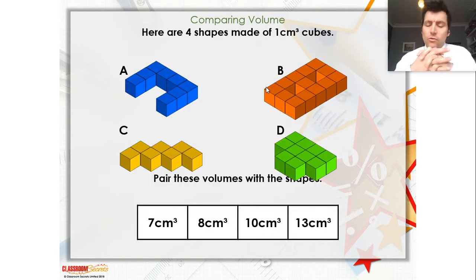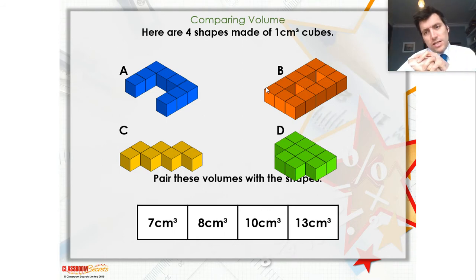Now, again, we've got 4 shapes here which are made up of 1 centimetre cubed cubes. We've got A, B, C and D: our blue, our brown, our yellow and our green. Which volume do you think each shape's got? Just pause the video while you work through that if you want.